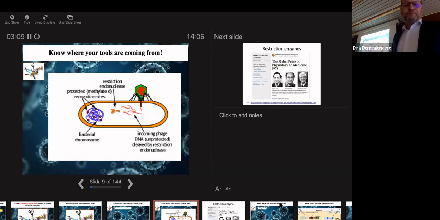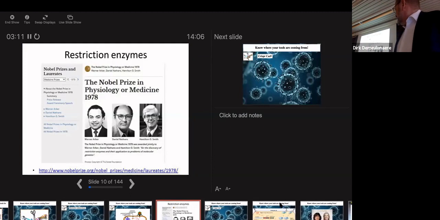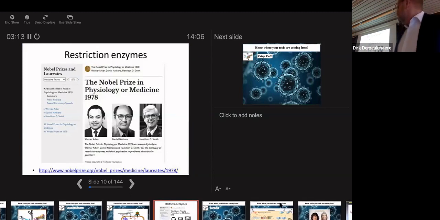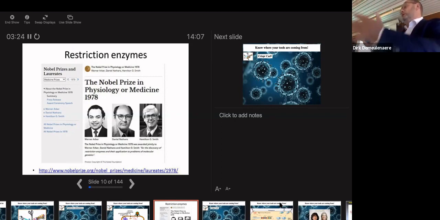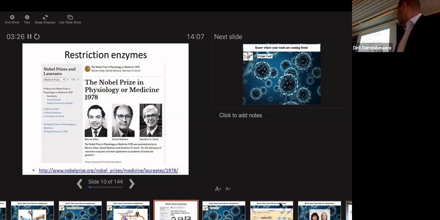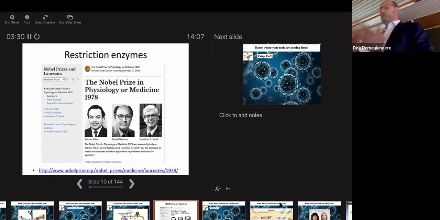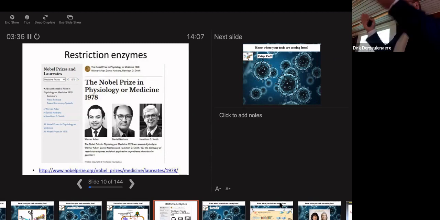And these three guys, this is, in my point of view, one of the most coherent Nobel Prizes. Arber discovered the restriction enzymes. Smith identified the palindromic sequences that are recognized by the enzymes. And Nathans demonstrated that you can use them to make something that you probably don't know, a restriction map. So a restriction map is basically a characterization of the restriction fragments of a genome.